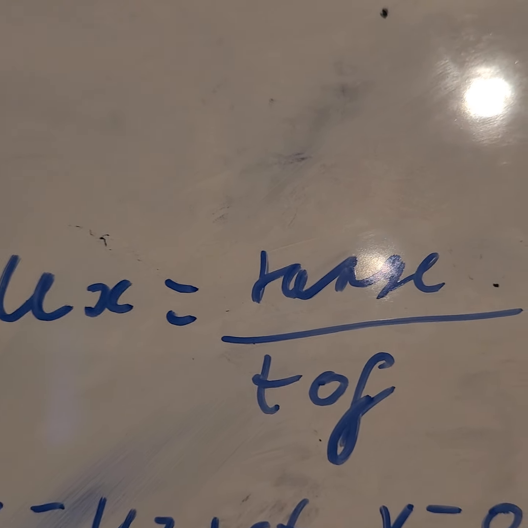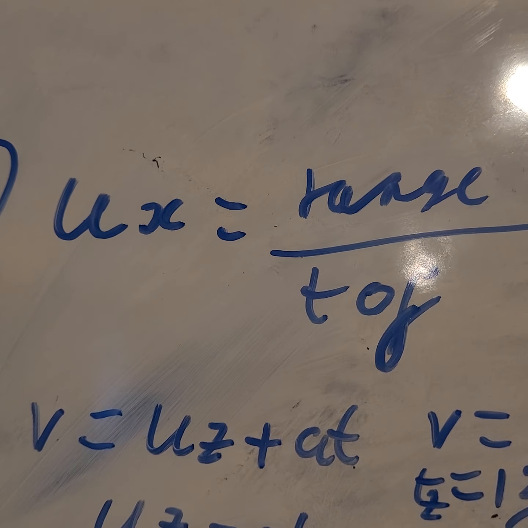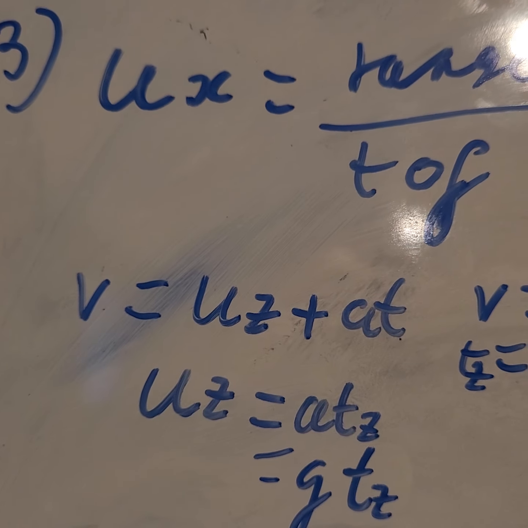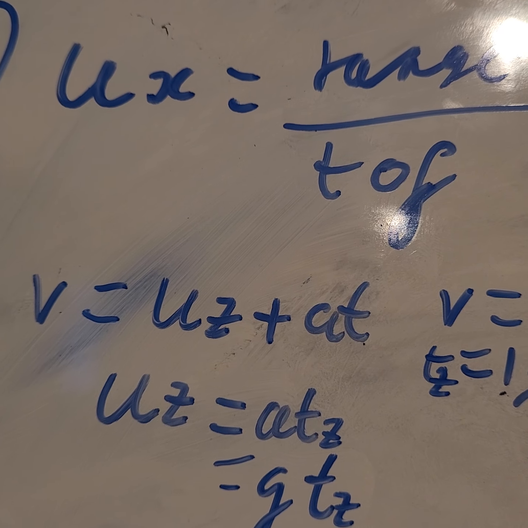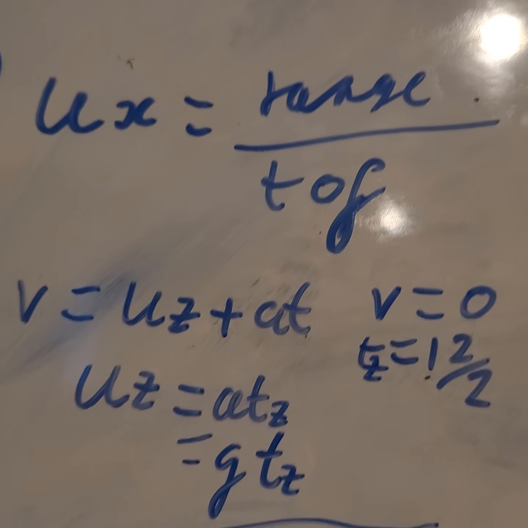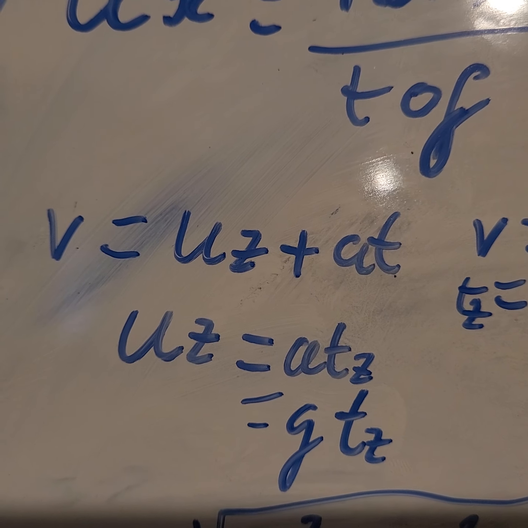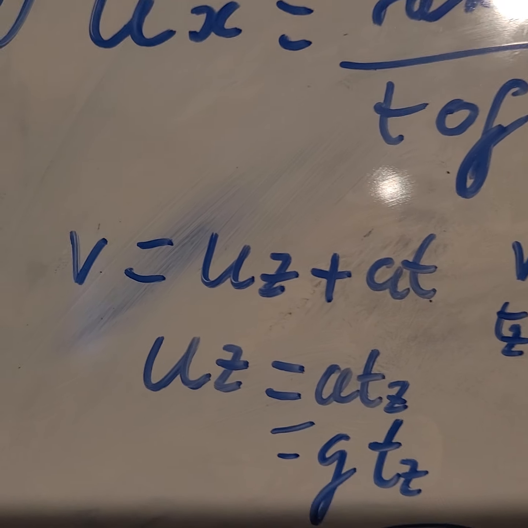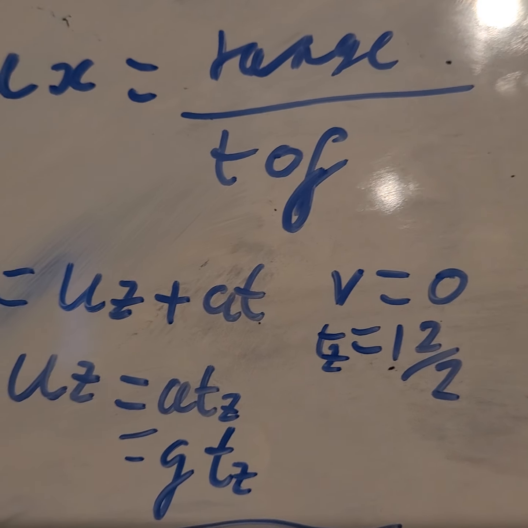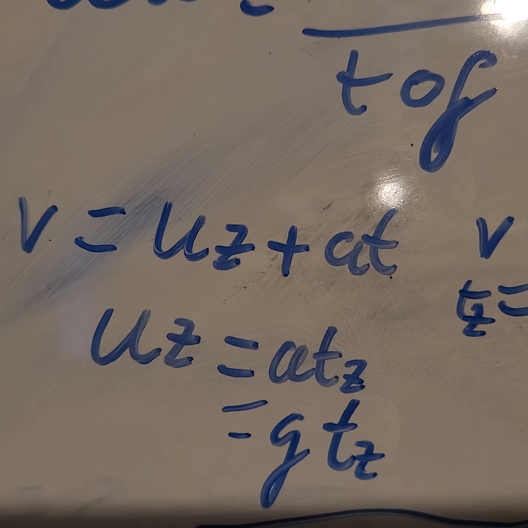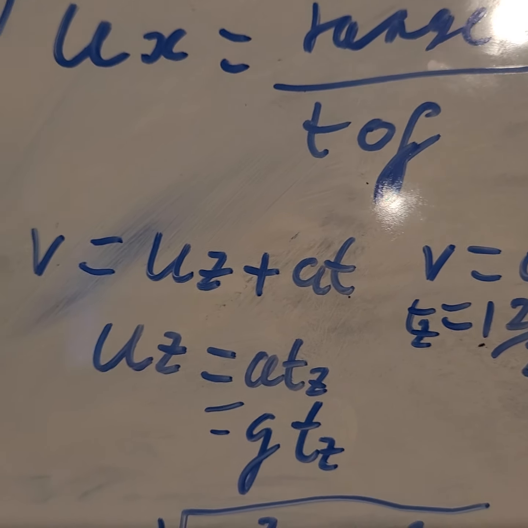If we divide the range by the time of flight, we can get its initial velocity in the x direction. And then we can use this equation, v equals uz plus at, and we can rearrange it to find uz. One thing to be aware of when we rearrange this equation is that we're assuming v is equal to 0, and the t we use in this case isn't the regular t from before. It's not the time of flight, it's half the time of flight.